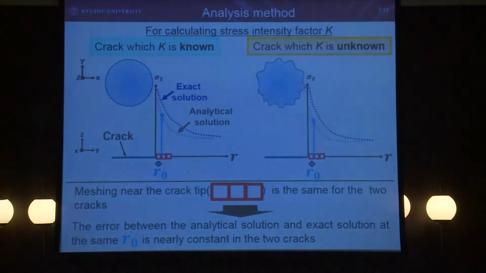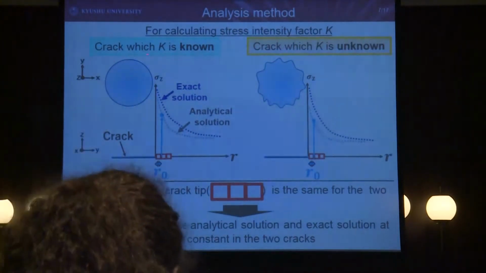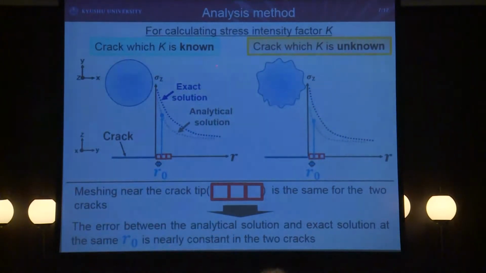And next, I explain the analysis method for calculating stress intensity factor K. To calculate an unknown K, I prepare a crack for which K is known. And this silver line is analytical solution, and this purple line is exact solution. And when the meshing near the crack tip, these red squares, is the same for the two cracks, we consider the error between the analytical solution and exact solution as the same, as R0 is nearly constant in the two cracks.